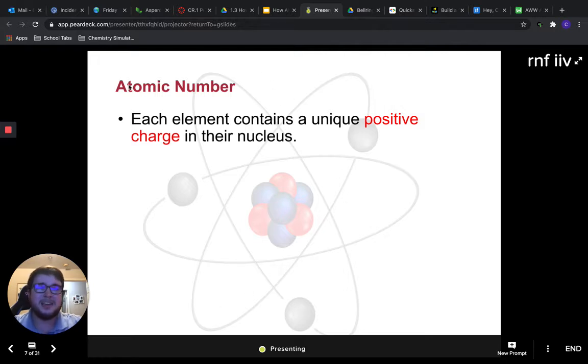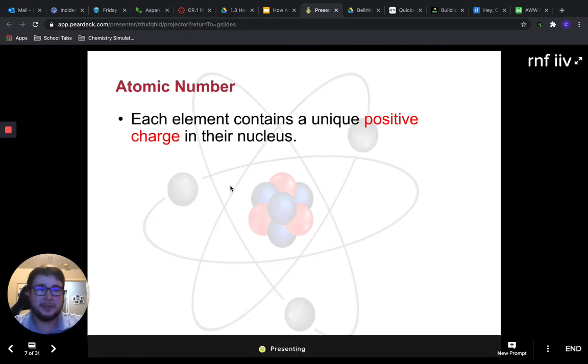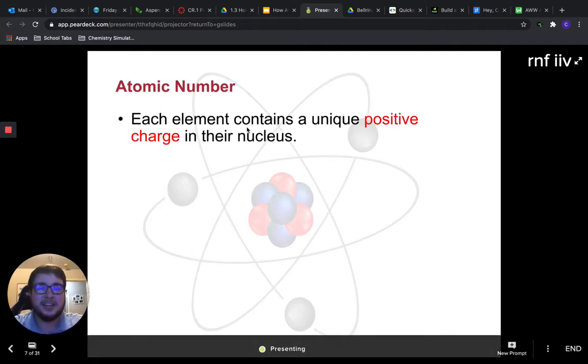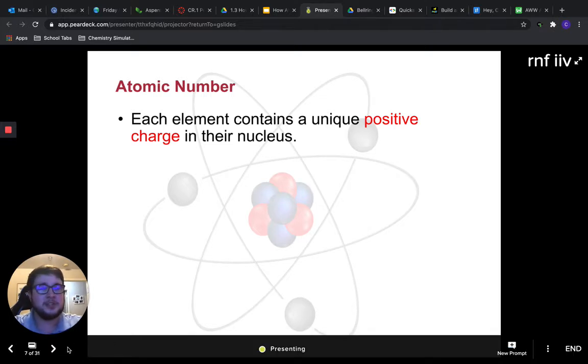Okay, so what is the atomic number? It's something that we can get from the periodic table, but it also tells us something about a certain atom. Each element contains a unique positive charge in its nucleus. If you remember when we talked about Ernest Rutherford, the nucleus that he discovered with his gold foil experiment was a dense region of positively charged particles. And so each element has a different charge, or a different number of protons, in its nucleus. Okay? That's what sets elements apart from one another.